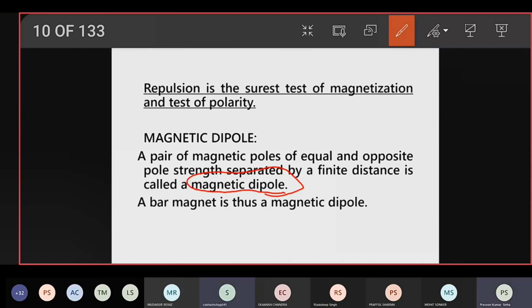It should be understood very clearly what is a magnetic dipole. Dipole matlab do pole. Ek bar magnet mein agar do pole hain to dipole hai. Agar teen pole ho gaye, jo hota nahi hai, agar teen pole ho gaye to tripole ho jayega wo. But do pole hote hain to that is magnetic dipole.